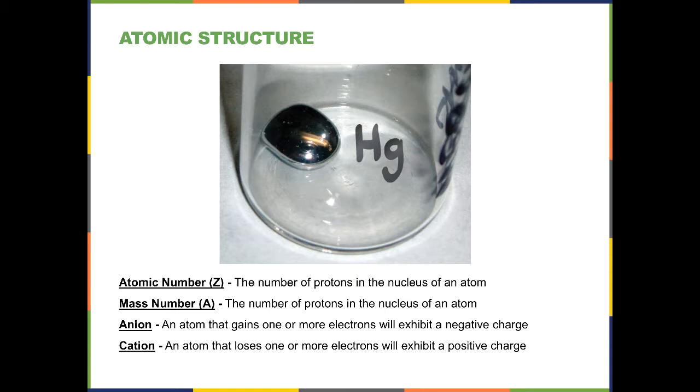An anion is a negatively charged atom because it has one or more electrons than the number of protons. So for example, if it has 12 protons, it'll have to have 13 or 14 electrons to have a negative charge. Conversely, an atom that has a positive charge is called a cation, and it has one or less electrons compared to the number of protons.